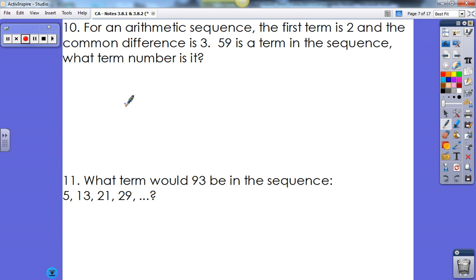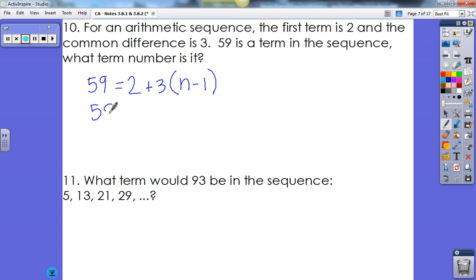For an arithmetic sequence, the first term is 2, and the common difference is 3. 59 is a term in the sequence. What term number is it? So we're looking for a term number, which means we're looking for n. Alright, so it tells me my first term is 2, my common difference is 3. We're looking for n because we don't know what term number it is, but we know that the value of the term is 59. So we're looking for the term number.